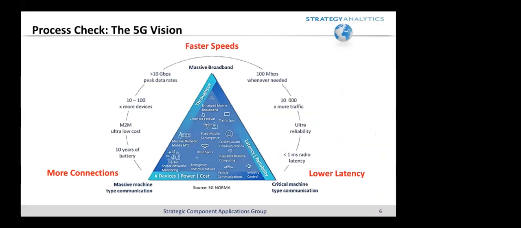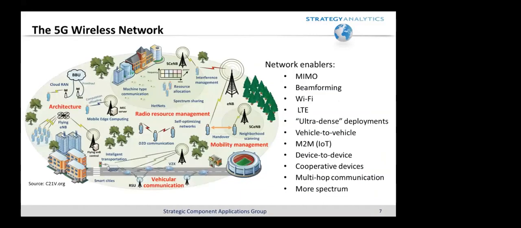I like this particular graphic because it shows the three pillars of 5G at the corners of the triangle, along with some of the performance goals around the perimeter. But at the end of the day, the 5G vision is really about faster speeds, lower latency, and more connections. So how do we implement this vision?